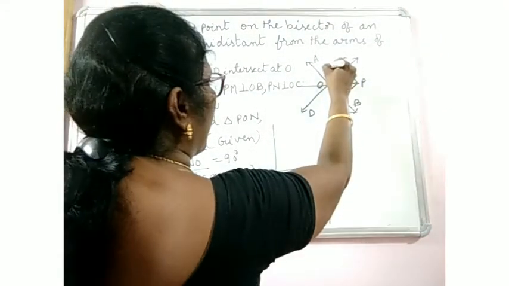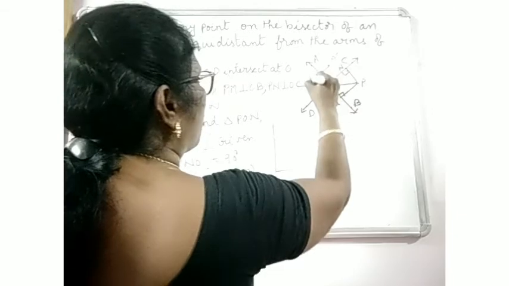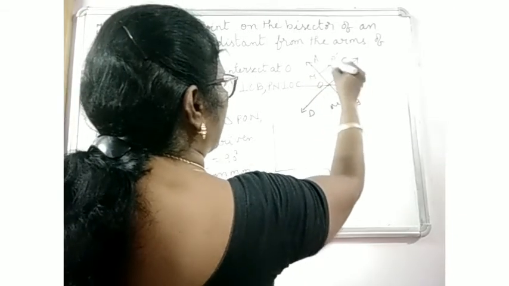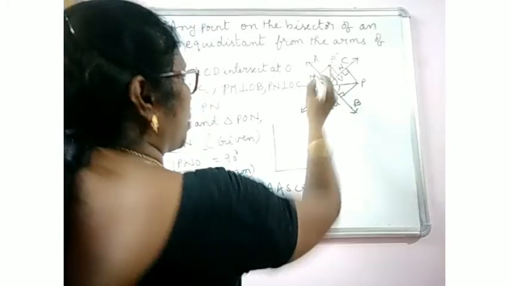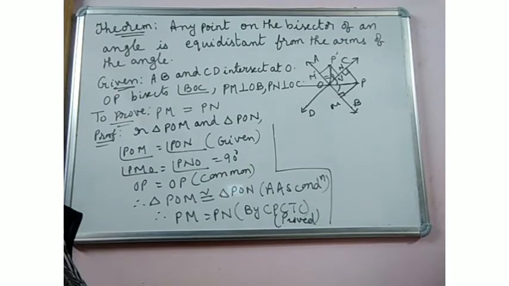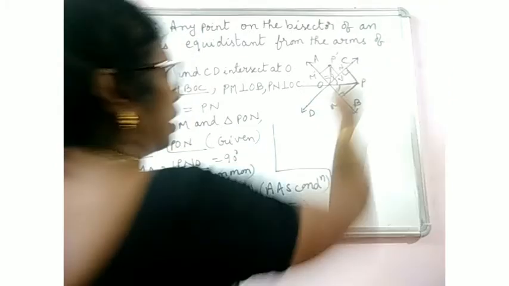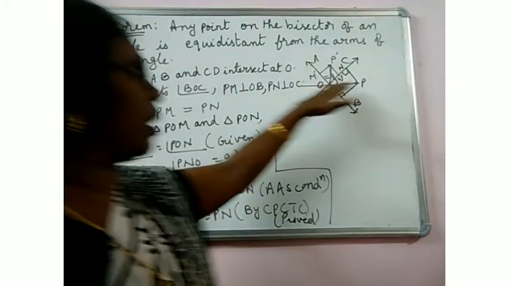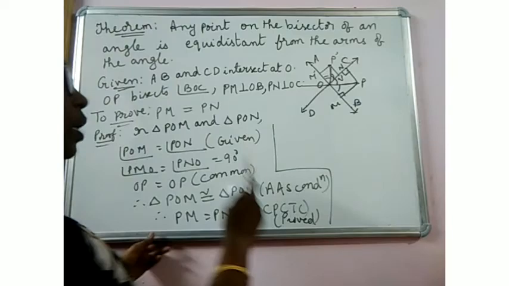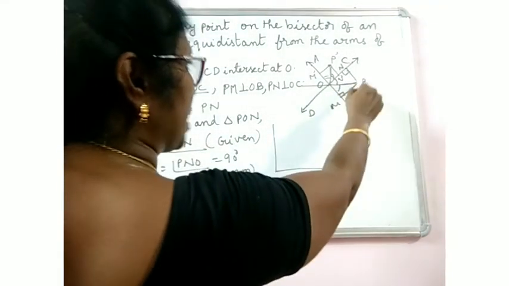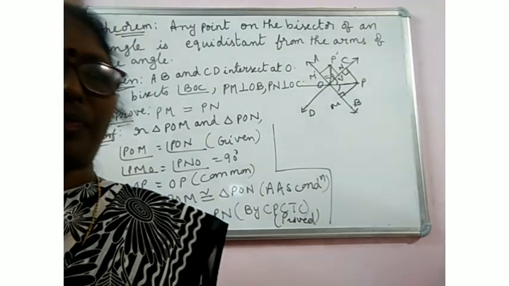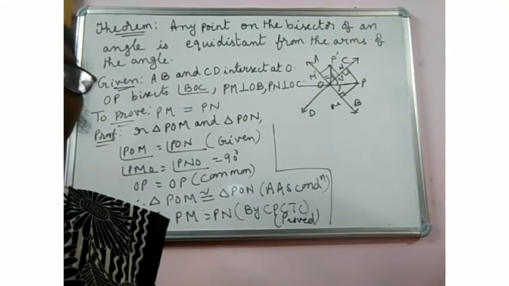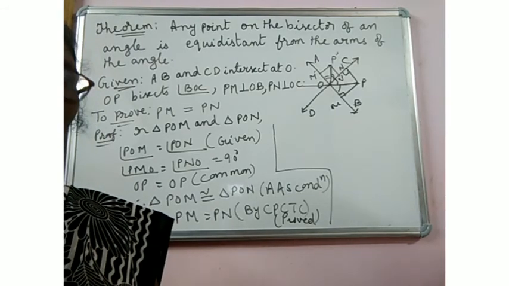Same way, if you take P dash here, then P dash M dash and P dash N dash, and if OP dash bisects this angle, automatically P dash M dash is equal to P dash N dash. So we can say that the locus of any point on the bisector of the angle is always equidistant from the two arms of the angle. Okay. With this, we have completed all the theorems based on locus.